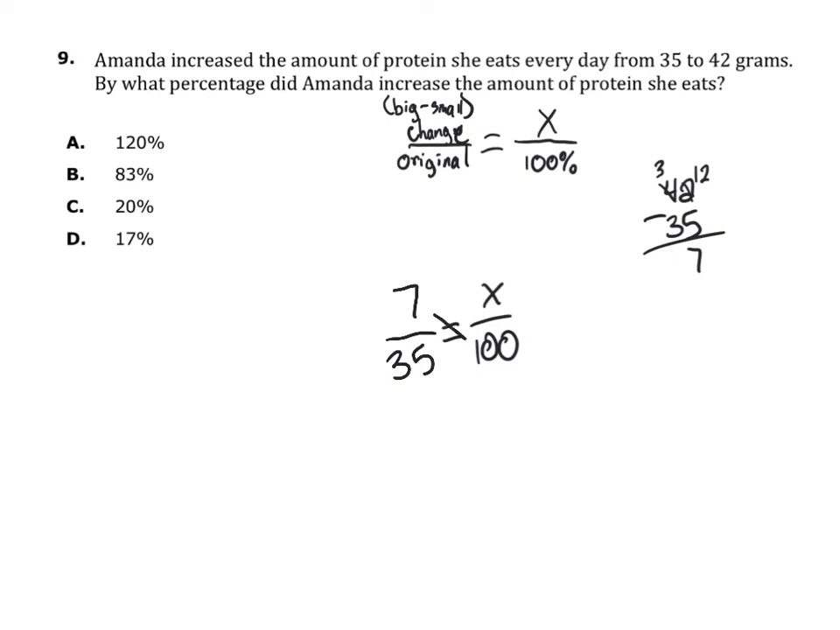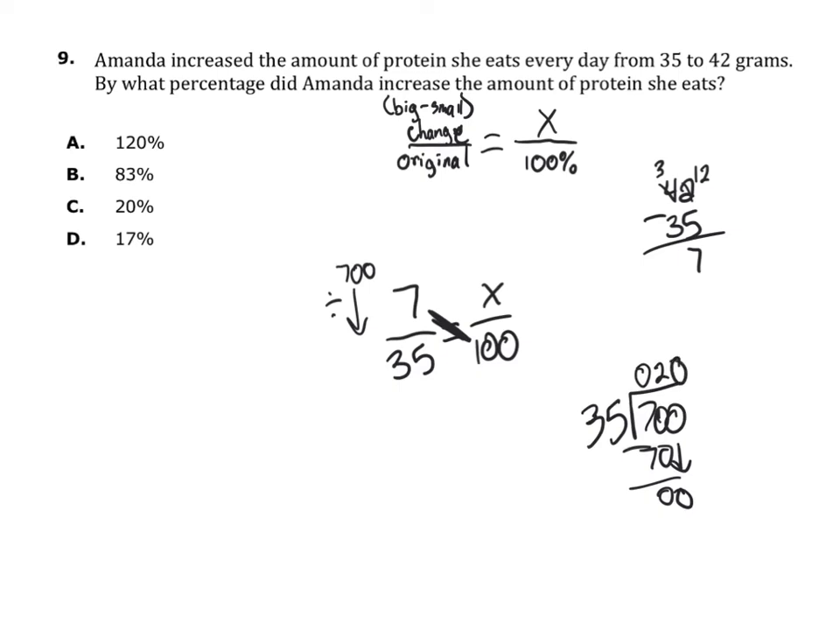Now we cross multiply. 100 times 7 is 700. Then we divide by 35. We divide down. So top in, bottom out. 35 goes into 7, 0 times. 35 goes into 70 twice. That is 70. Then we still have to bring that 0 down. 35 goes into 0, 0 times. So that is 20%. Is how much she changed her protein intake.